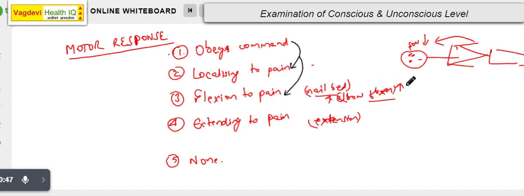In this case, you should use a hard object like a key or a pen, and you should go for nail bed pressure. See, all these practical parts I teach very carefully, because this is where it's going to work for you in practice as well as in examination. Key, pen, anything. Then what happened?